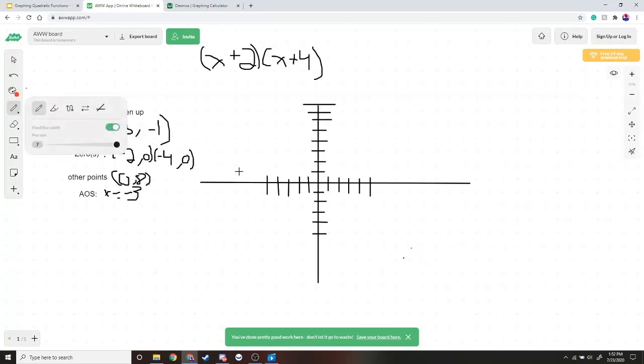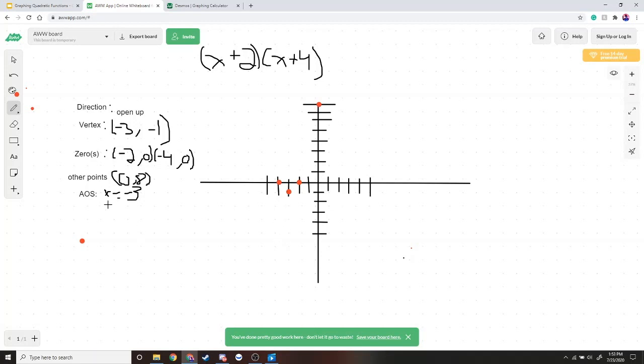Finally, we're going to plot our points. So here we have our vertex at -3, -1. It's around here. Then we have our zeros at -2 and -4. So -2 is right here, and -4 is right here. Then we have our other point at 0, 8, which is the y-intercept. So that's all the way up here.